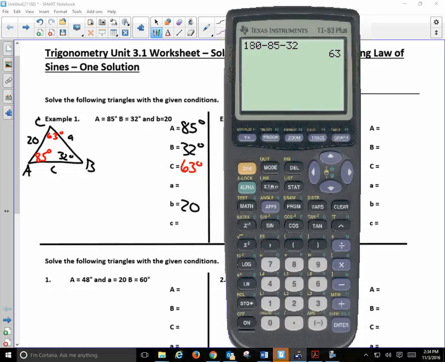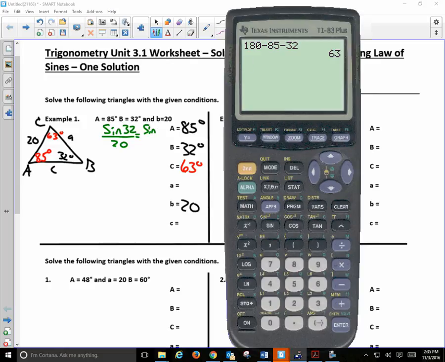Okay, my pen doesn't write too well, but I'm going to do my best here. What do I got then? What do I want to set up? Sine of what over what? Sine of 32 over 20. You have to choose that because that's where you know the angle and the opposite side. Equals. Now you get to choose. Do you want to find A or C?